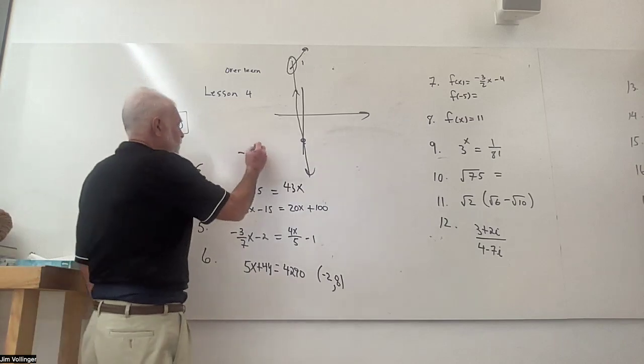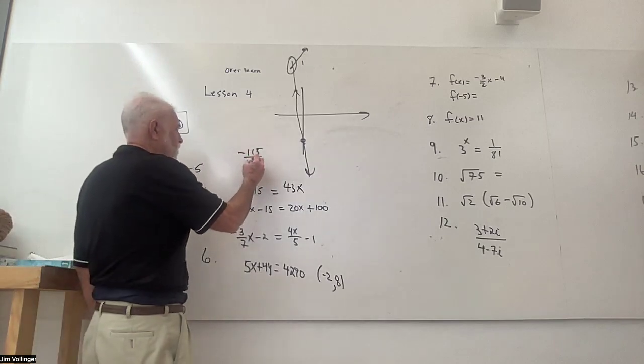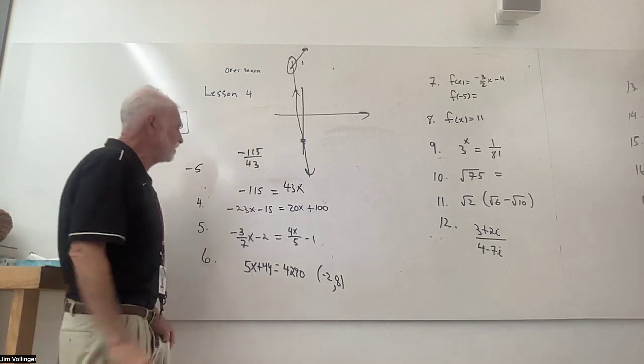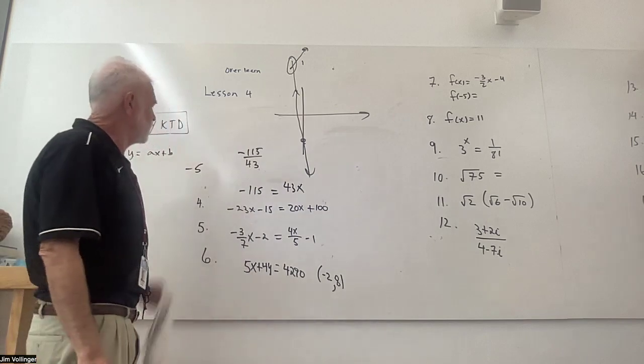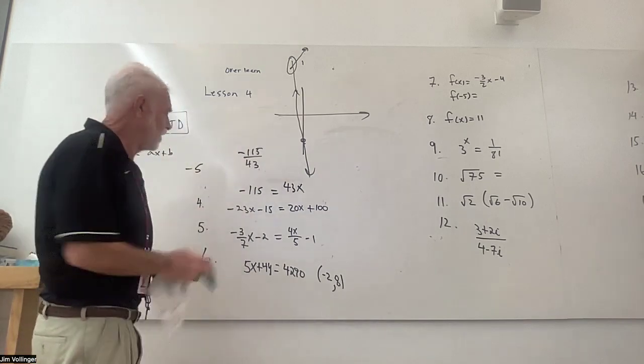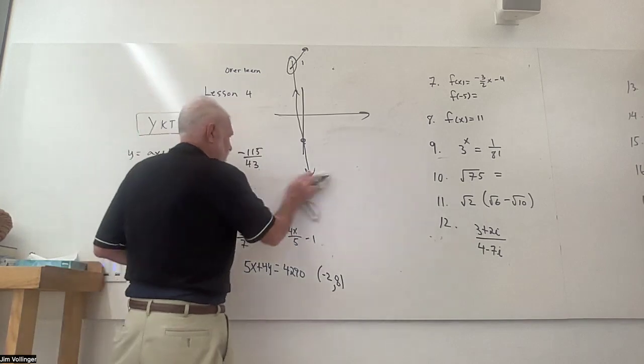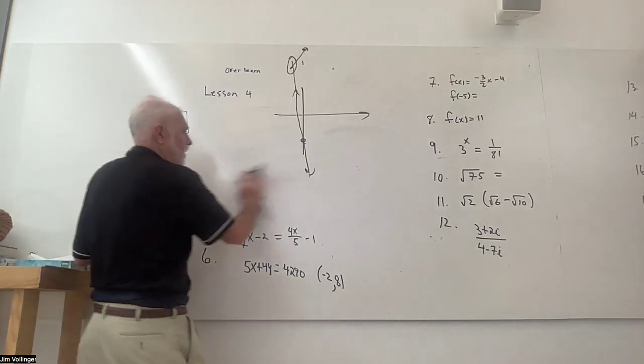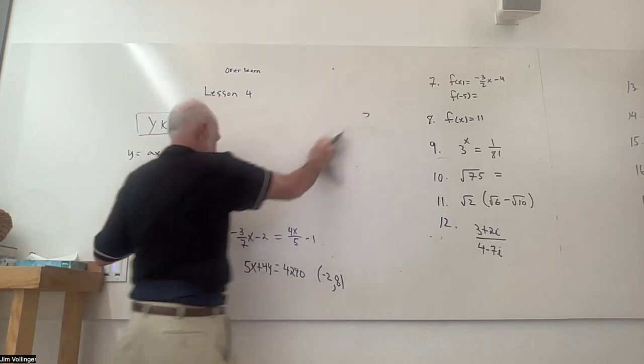So negative 115 over 43, close. This is closer to -3 than -2. And I said -5 just out of the blue. All right, so I'll go with that. No mistake. All right. Make some room here.